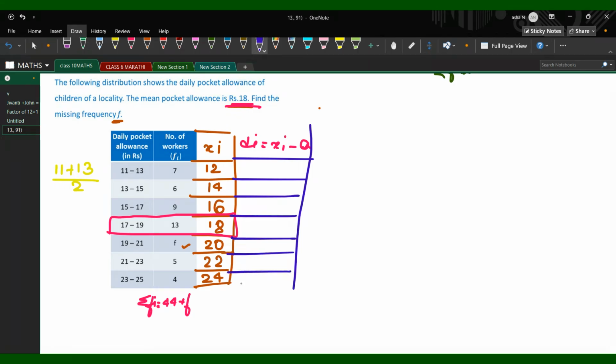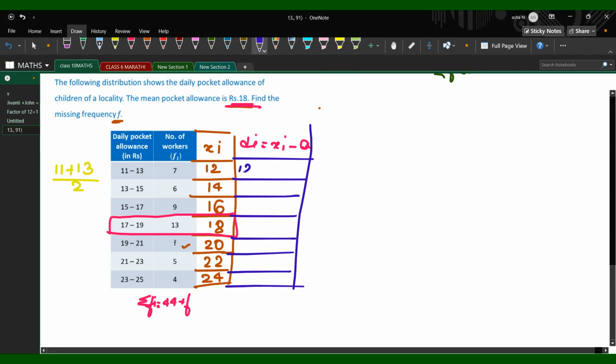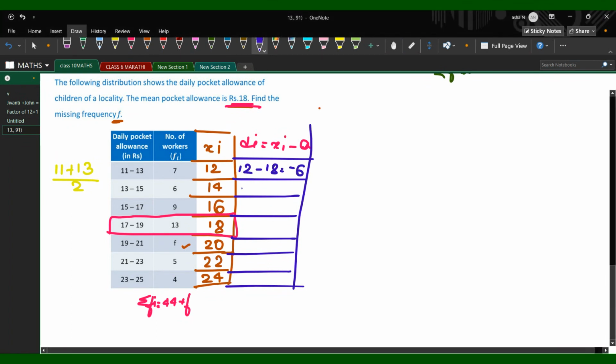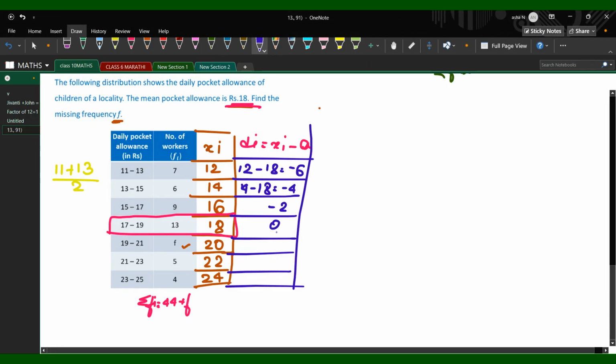di, deviation, xi minus a. What is a? Assumed mean, that is 18 only. So 12 minus 18 is equal to minus 6. Then x1 is 14 minus 18, which is equal to minus 4. Then it is minus 2, then it is 0, then positive 2, then 4, and then positive 6. This is clear.